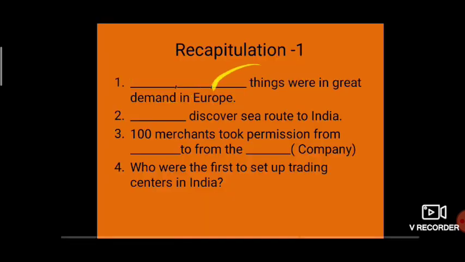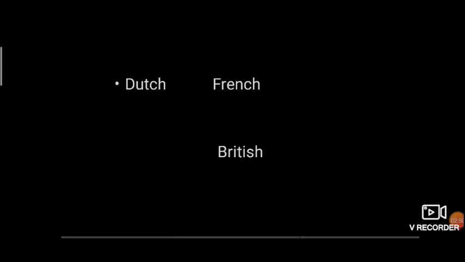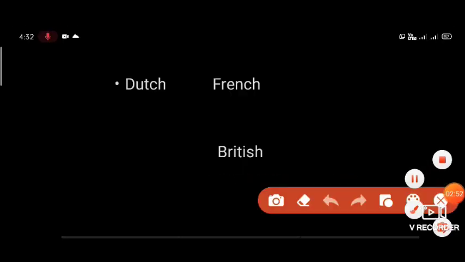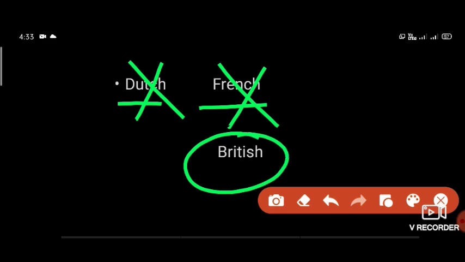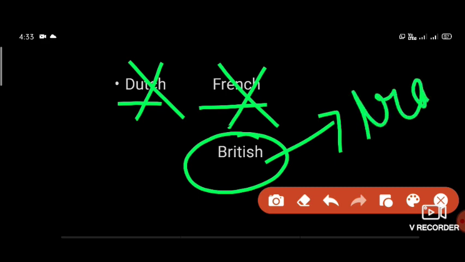Now students, we studied that the Dutch, French and British came to India for trade. But the British did not like the Dutch and French. They fought with them and they were defeated by the Britishers. Now who is the major one? Who is the main one? That is the British. In the beginning, the Britishers were interested only in trade.